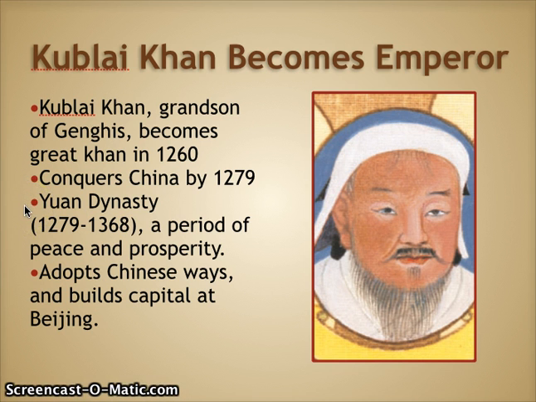When Kublai Khan ends up conquering China, he declares the Yuan dynasty. So he's a new dynasty. And during this dynasty, we actually do see peace and prosperity. The reason why we see peace and prosperity is because Kublai Khan tries to adopt Chinese culture and Chinese ways. We also see during this time that the capital is now built at Beijing. Beijing is still the capital of China today.